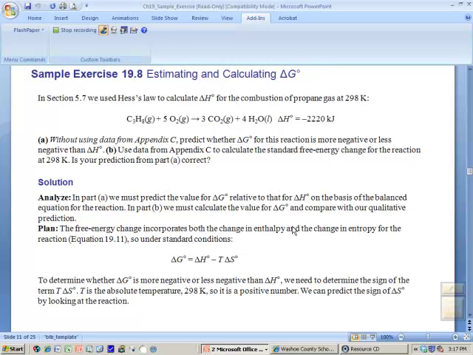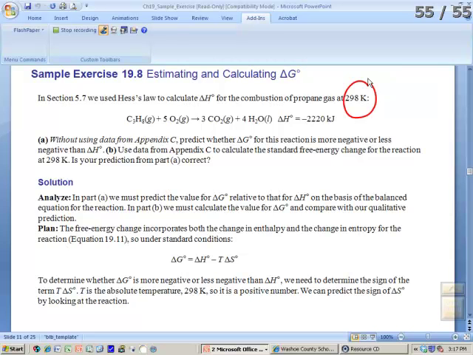So here we go. It says in part A, we must predict the value of delta G relative to that of delta H on the basis of the balanced equation. Okay, so here's our plan. Just remember that the formula for Gibbs free energy has this delta H minus T delta S. You've got your temperature that they gave you for the problem right here. It's 298, so we're in the positive region on our T. All we need to do is predict the sign of our delta S.